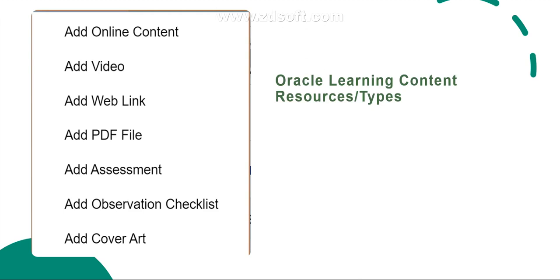The first one is add online content, second is add video, third is add web link, fourth is add PDF file, and fifth is add assessment, and we have add observation checklist and add cover art. Now let's log in to the application and we will see the significance of each content type.